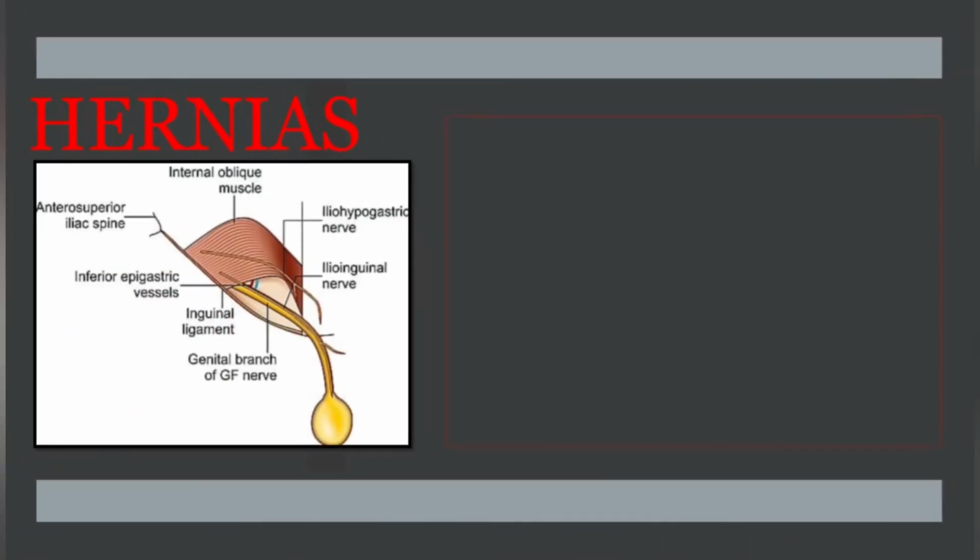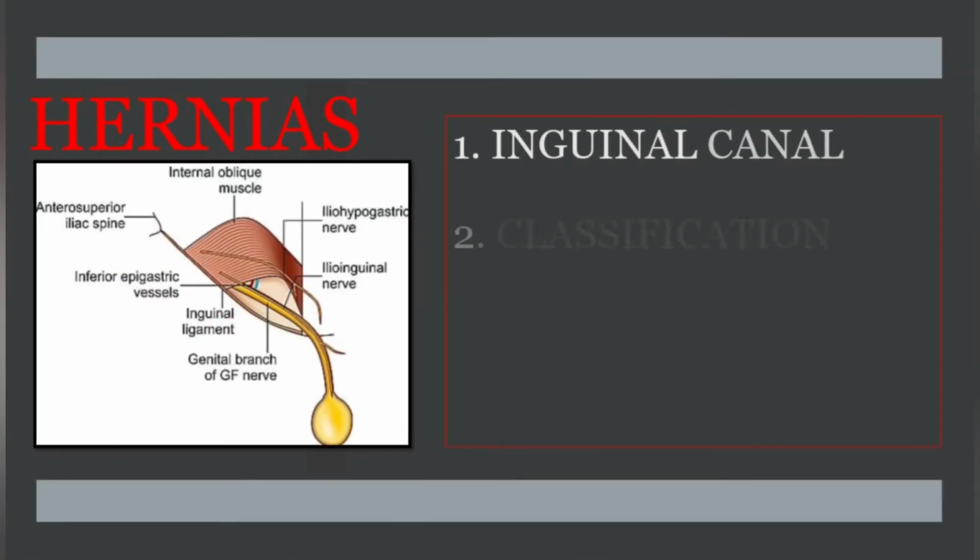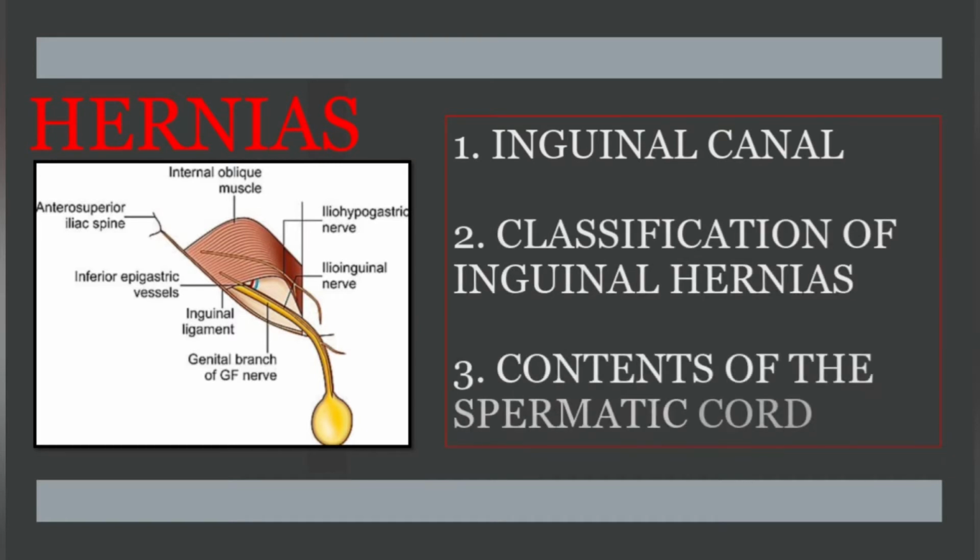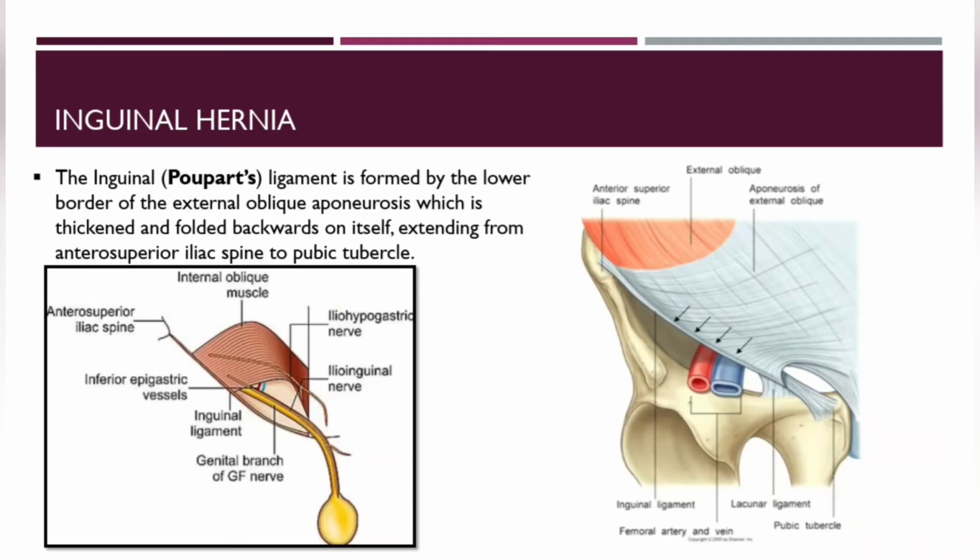In this video, we are going to talk about the inguinal canal, the classification of inguinal hernias, and contents of the spermatic cord. To understand, we'll start with the inguinal ligament. The inguinal ligament, also known as Poupart's ligament, is formed by the lower border of the external oblique aponeurosis, which is thickened and folded backwards on itself, extending from the anterior superior iliac spine here to the pubic tubercle here.